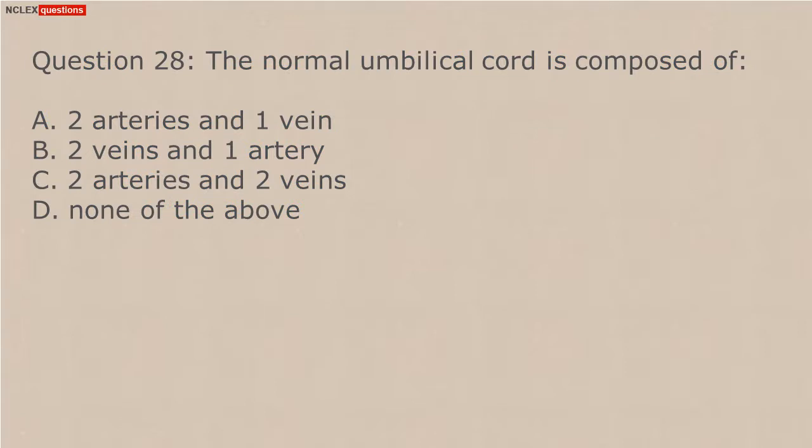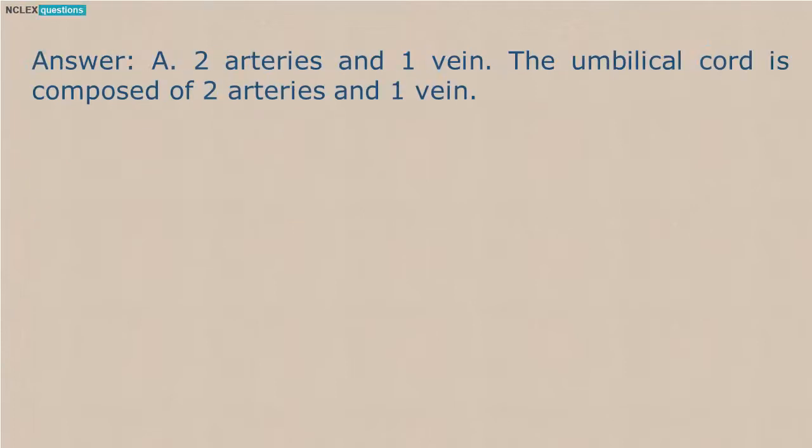Question 28. The normal umbilical cord is composed of A. 2 arteries and 1 vein. B. 2 veins and 1 artery. C. 2 arteries and 2 veins. D. None of the above. Question 7. The cervical dilatation. Question 3. Which provision of our 1987 Constitution guarantees the right of the unborn child to life from conception?